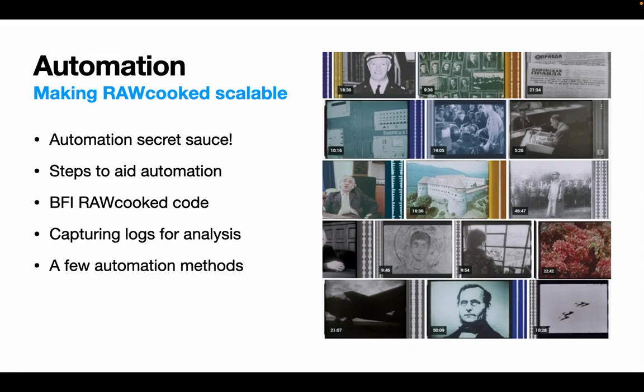We'll take a look at ways to optimize your throughput, including the secret sauce, parallel encoding. We will look briefly at BFI shell scripts and the RAWcooked encoding commands we use. We'll discuss capturing log outputs and why that's so important. And finally, discuss a few different automation methods to help you get started right away. The image shows some of the BFI's 2K RAWcooked encodings, including the optical audio soundtracks from the Socialism on Film collection recently digitized, which I love.